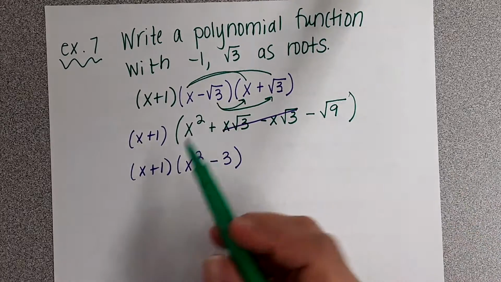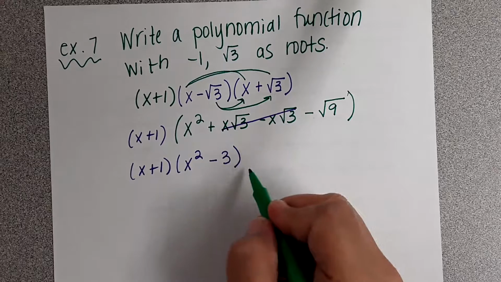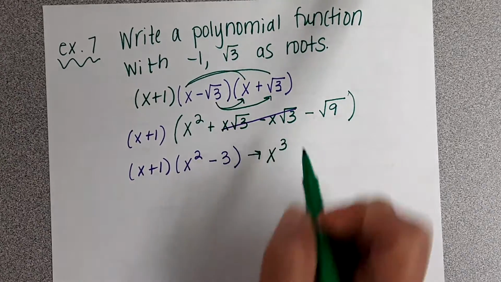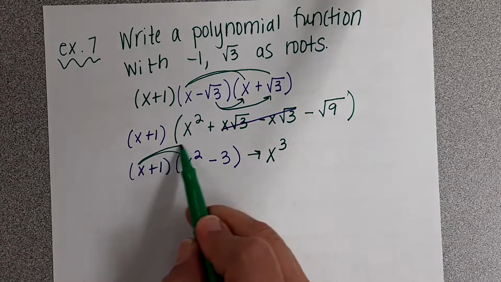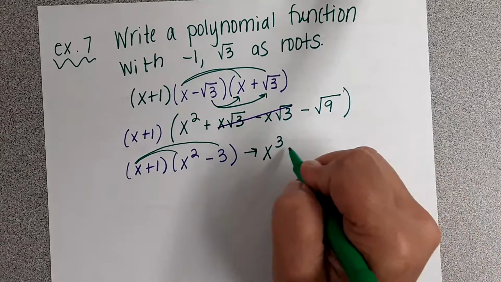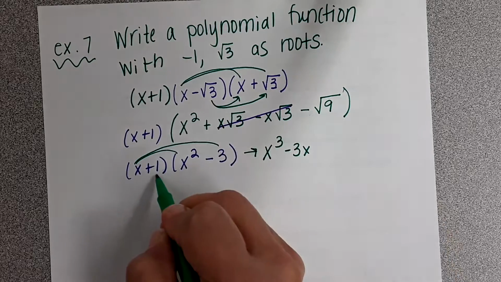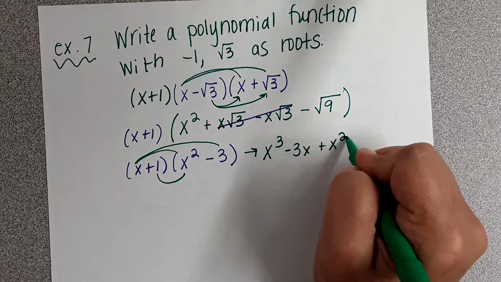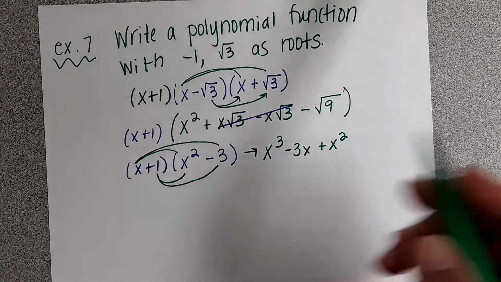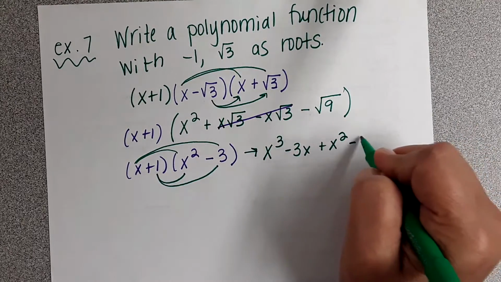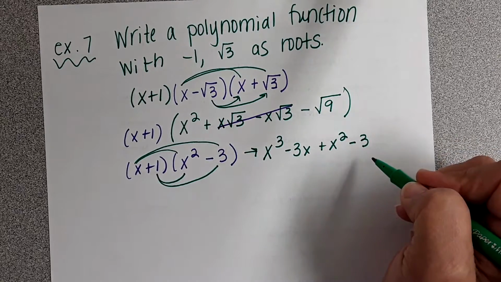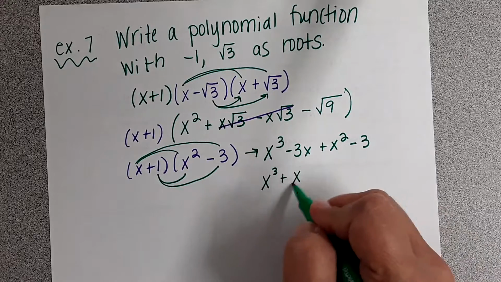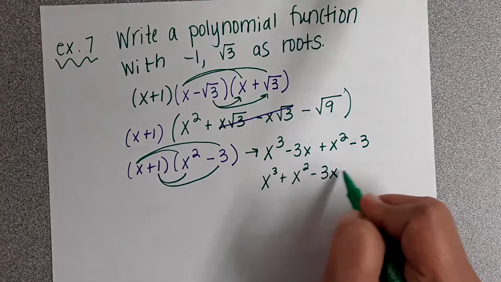We're going to multiply. What is x times x squared? X to the third. What is x times negative 3? What is 1 times x squared? And what is 1 times negative 3? And we just need to rewrite it so that our exponents are in order from largest to smallest.